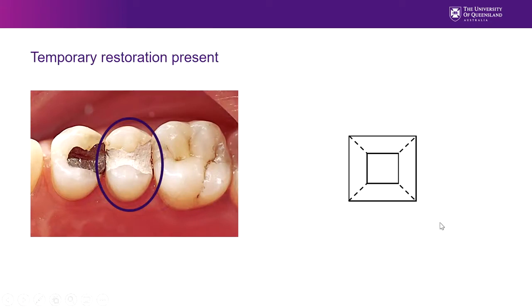For a temporary restoration, we can tell that this material here is not a permanent restoration like composite or amalgam. It's got a particular texture and look to it, so I'm able to identify it. We circle it like we would for caries or a restoration, but to signify that it's temporary, we put these crosses like this.